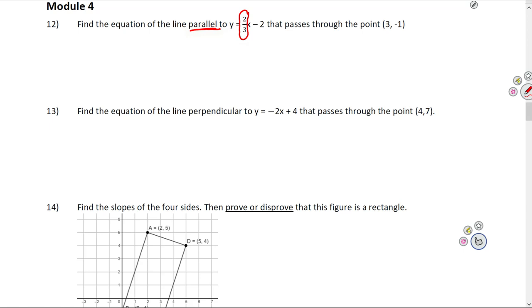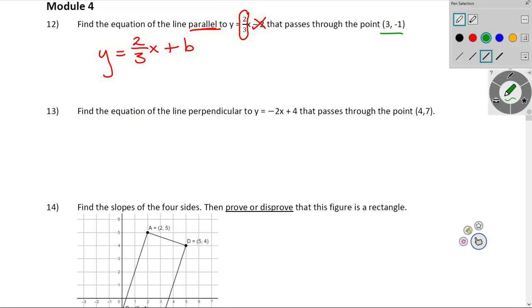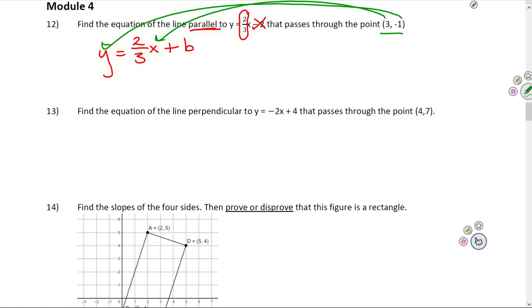So my answer is y equals 2/3 x plus some y-intercept. I don't care about the minus 2; it probably won't have the same y-intercept. But using the point (3, -1), I could find what my y-intercept would have to be. I would plug 3 in for x and -1 in for y. Those lines kind of got crossed there, but hopefully you can follow. -1 is equal to 2/3 x, but x is 3, plus b.